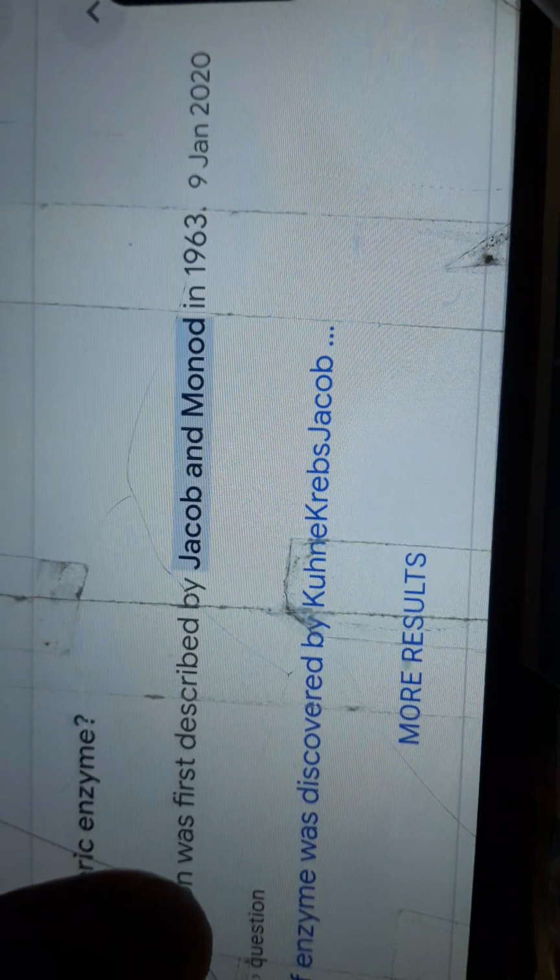And who discovered the allosteric enzyme? It was discovered by Jacob and Monod in 1963. So that's it about the question and answer session.